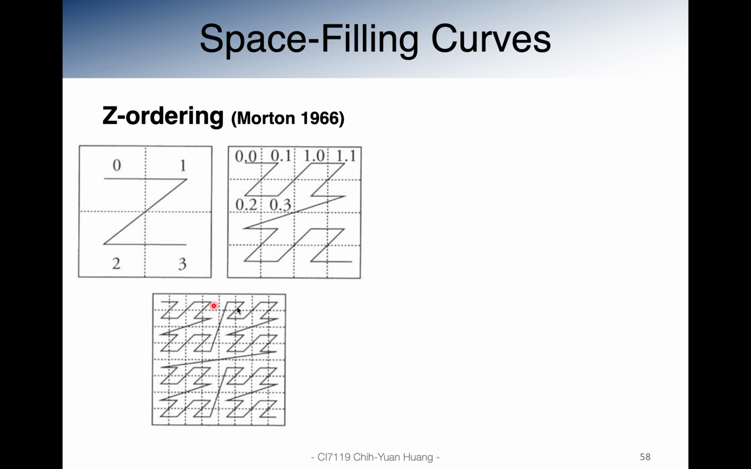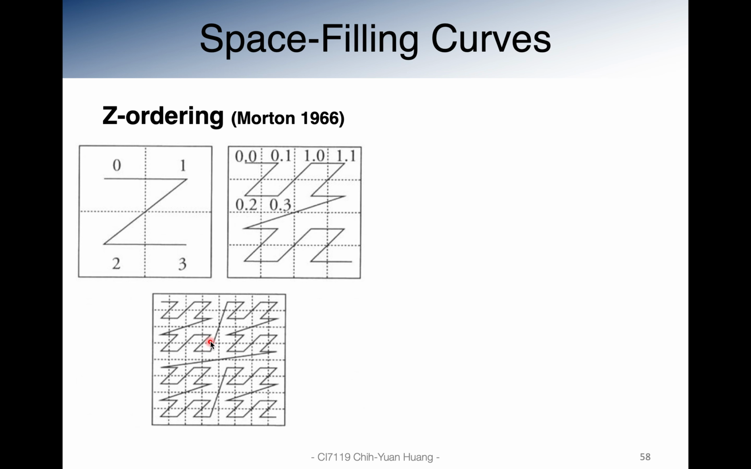So you have much more cells, but the order is still the same. For example, here it should be 0 0 0, 0 0 1, 0 0 2, 0 0 3, and then here is 0 1 0, 0 1 1, 0 1 2, 0 1 3. And this cell is 0 2 0, 0 2 1, 0 2 2, 0 2 3. And this one is 0 3 0, 0 3 1, 0 3 2, 0 3 3.